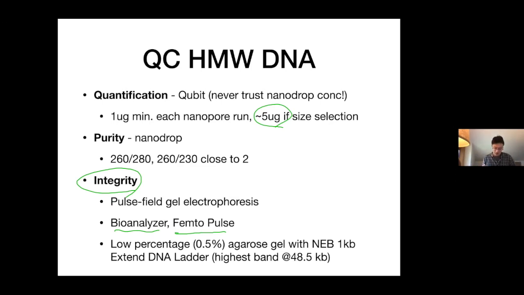So we tend to just do a low percentage agarose gel and run it for an hour or 2 hours. And we couple that with the NEB 1 kb Extend DNA ladder. So the highest band is almost 50 kb. And this should give us some relative idea about the size distributions of your DNA extractions. And this has generally worked well for us. It's quick. You don't have to walk to a biotech center. You don't have to wait for several days for them to do an analysis.